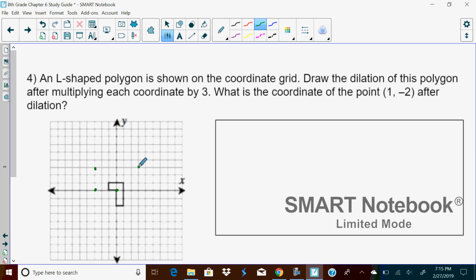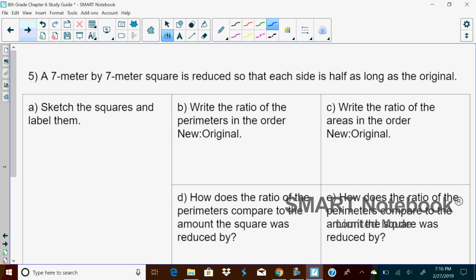1, 0 will become 3, 0. 1, 2 will become 3, 6. And 0, -2 will become 0, -6. So my new shape is going to look like this. Then the question says, where did 1, -2 go? So 1, -2 is right here. It became 3, -6.